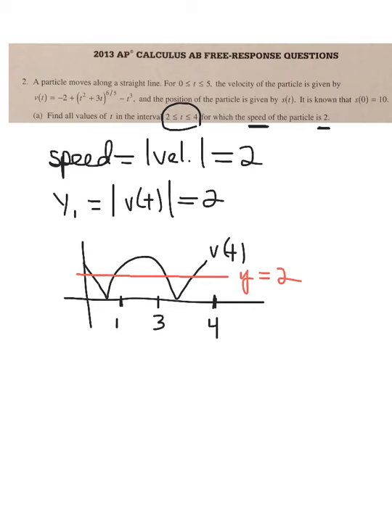Now, let's read carefully. It says we want the values of t between 2 and 4. Well, this one's less than 1, and so is this one also. So we must only be looking for these two right here. Why don't you go ahead and figure out what time this is and what time that is. And these are your two values right there. So there's your answer to part A.